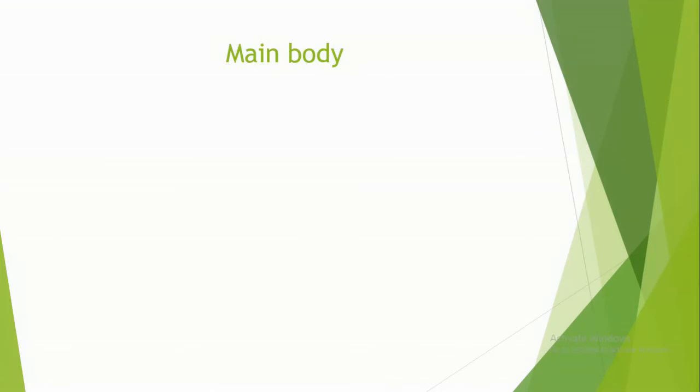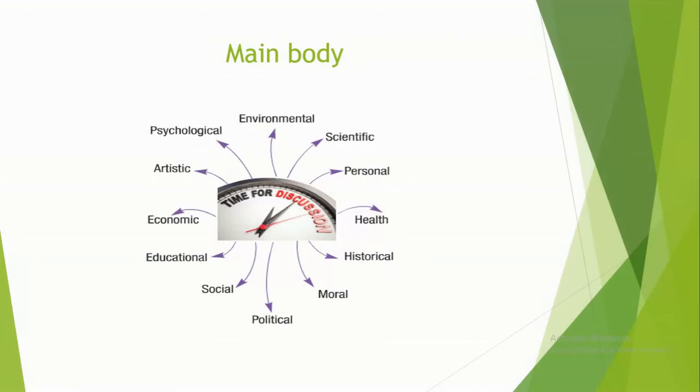When writing a composition or an essay, you need to brainstorm for ideas. In order to do that, it is helpful to approach an issue from different viewpoints. The discussion clock, as you see here, helps you to choose the points that you will include in your essay. So you have here lots of points, and you can go through them and choose what you are going to write about. The main body usually includes 2 or 3 viewpoints.